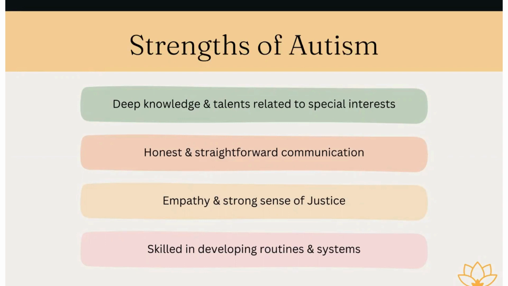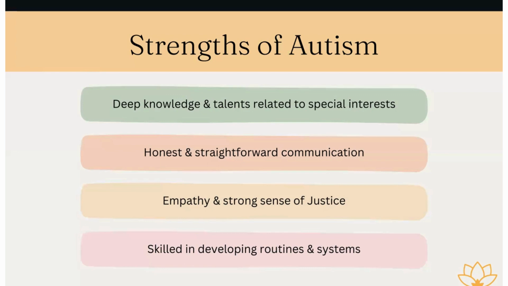So they tend to be really talented in areas like math, reading, pattern recognition, so things like algebra and things like that. Honest and straightforward communication. Again, they tend to be very direct and literal, so they'll tell you exactly what they're thinking and feeling, hopefully, unless they're masking those traits because they don't feel welcome or accepted. But they tend to be very honest with their communication.